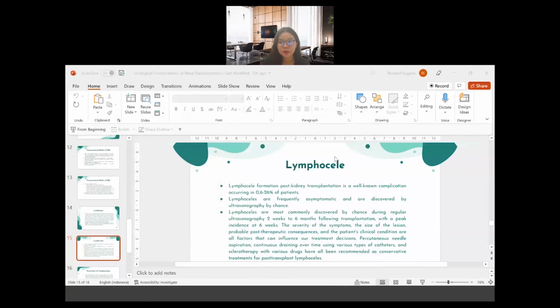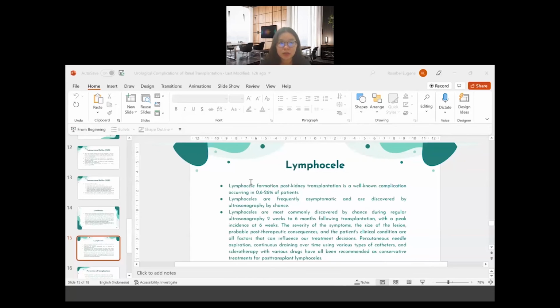Hello, my name is Isabel Priyatna with order number 115. So now we're going to talk about the lymphocele. Lymphocele formation post-kidney transplantation is a well-known complication occurring in 0.6 to 26% of patients. A lymphocele is a lymph-filled collection in the retroperitoneum that does not have an epithelial lining.